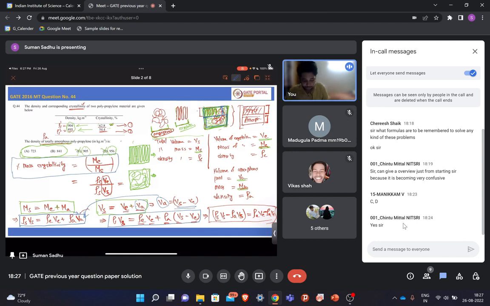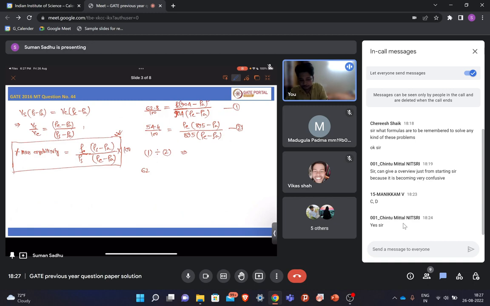So we need to find out the ratio of Vc by Vs in order to write this equation in terms of density only, because only density is given to us. Volume or volume fraction is not given to us, right? So we have to write this equation in terms of the density only. So that's why we have to find out the ratio of Vs by Vc, or you can write that Vc by Vs will be just opposite to this ratio.